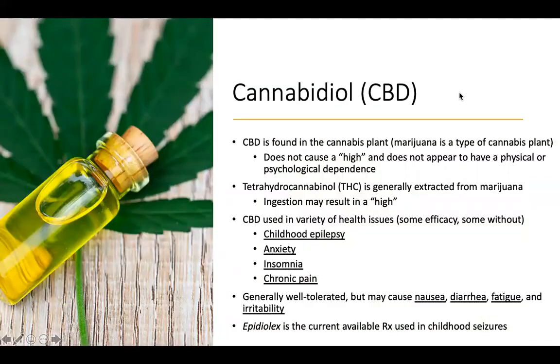All right, a rather exciting topic, CBD. And we're almost done with this presentation. So CBD is found in the cannabis plant. Marijuana is a type of cannabis plant. This is the one that usually does not cause a high and does not appear to have physical or psychological dependence. However, THC is generally extracted from marijuana, and its ingestion may result in a high.